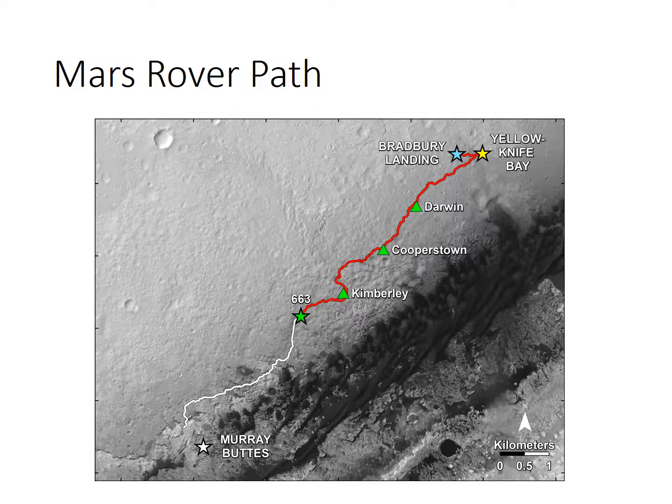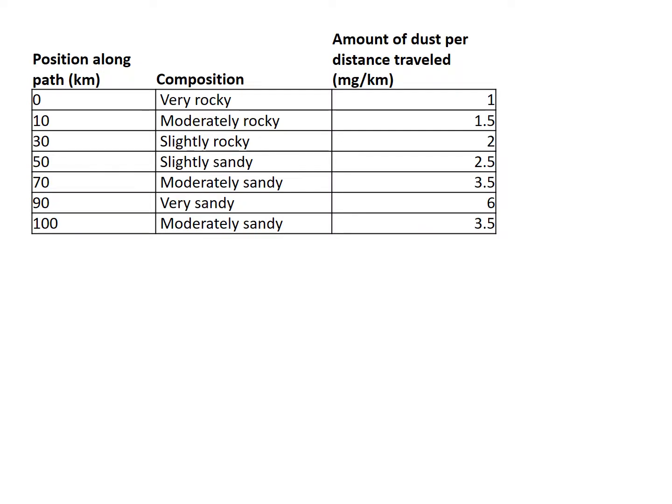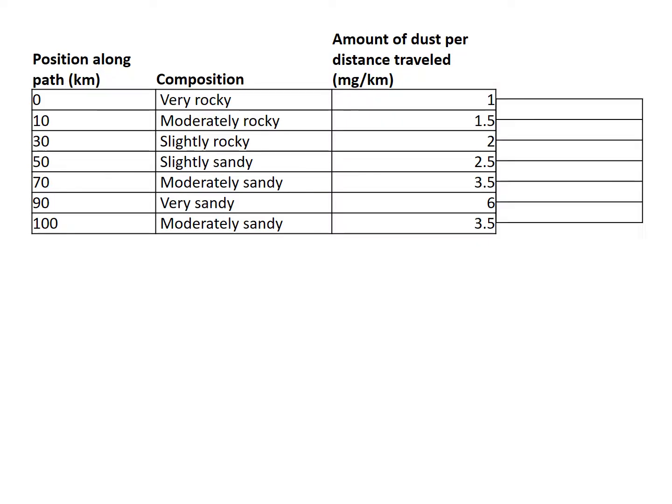The first step in figuring out the total amount of dust that will accumulate is to identify the composition of the Martian surface at various points along the route. Here is a table that shows the composition of the Martian surface at 7 points along the rover's proposed route. And here is NASA's estimate of how much dust would accumulate on the solar cells per kilometer traveled for each type of surface composition. So, based on this, how can we figure out how much dust will accumulate across the rover's entire trip? The first thing to do is to break the path down into intervals.